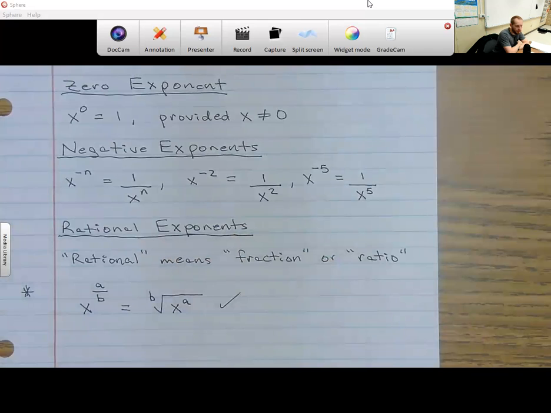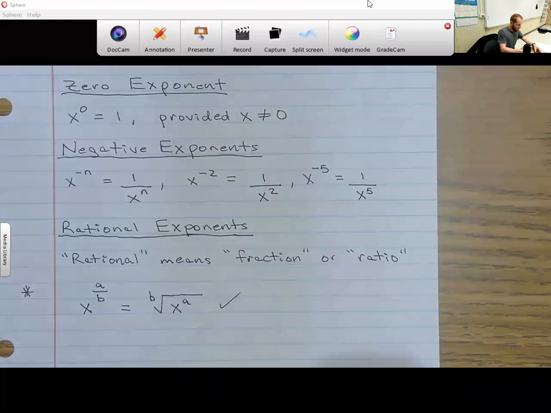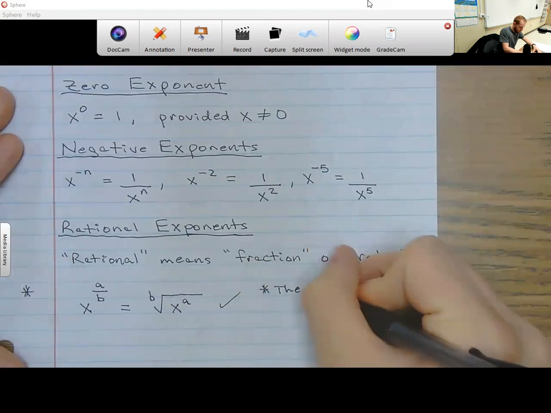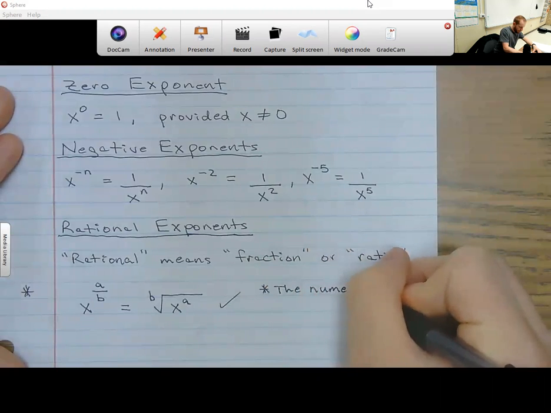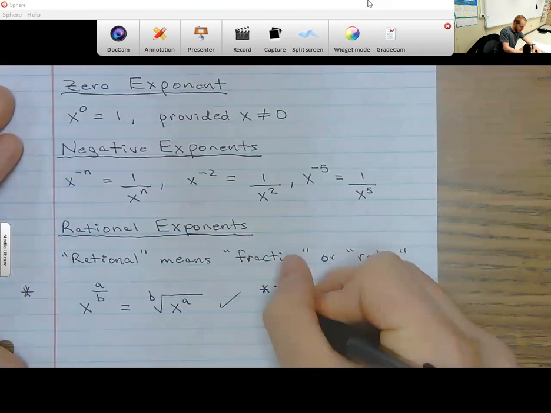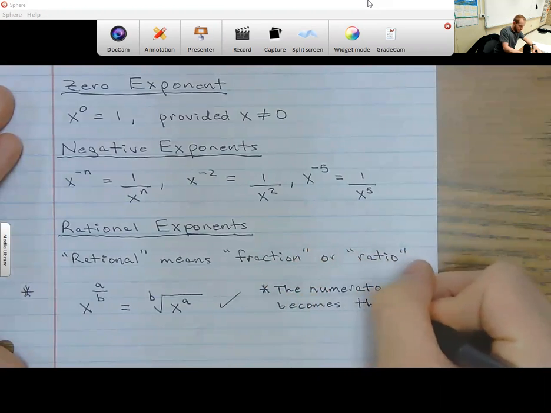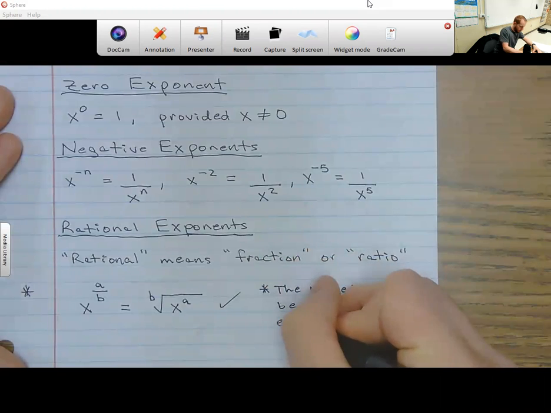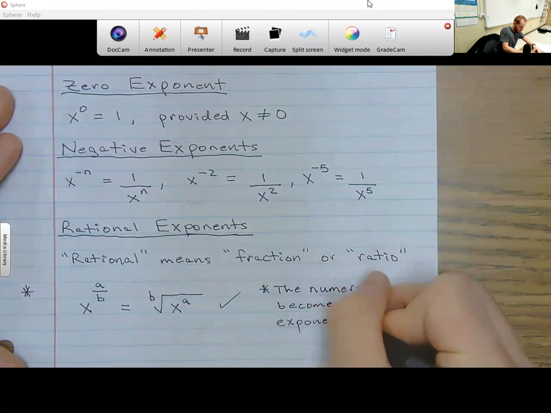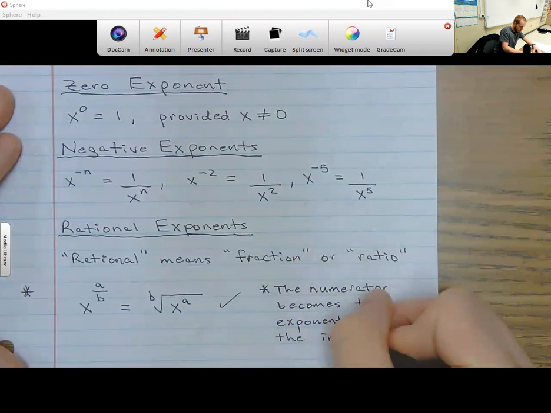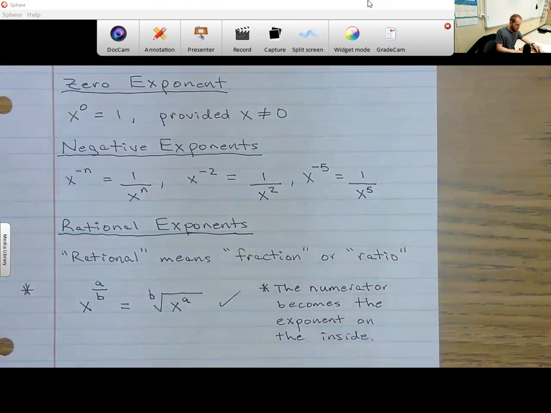So this is the formula you need to remember for today. Basically all you need to know about this is the numerator, the a, right? The numerator becomes the exponent on the inside. So the numerator becomes the exponent on the inside.